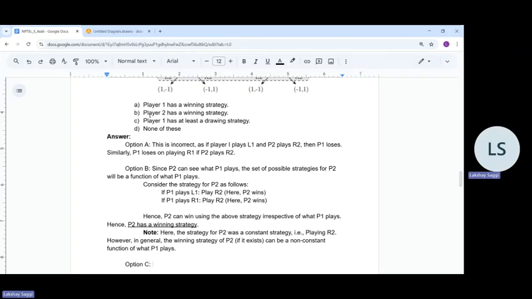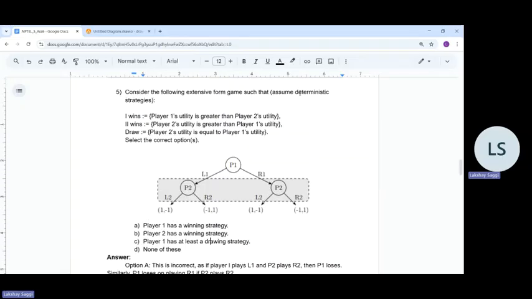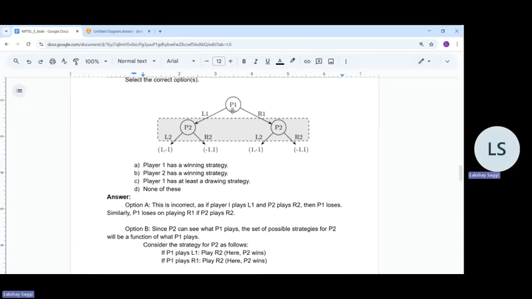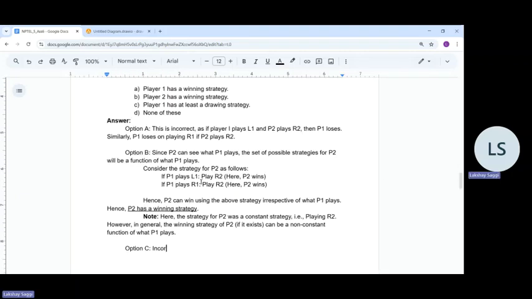If it's clear to everyone, then maybe we can move on to the C part. Part C says player 1 has at least a drawing strategy. Note that we are talking only about deterministic strategies, as I've already said. As we have already seen, whether player 1 plays L1 or R1, in both cases player 1 will lose and player 2 will win. So option C is basically incorrect, and this was already discussed in option A.